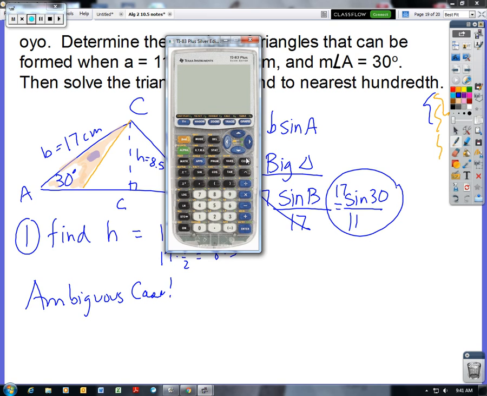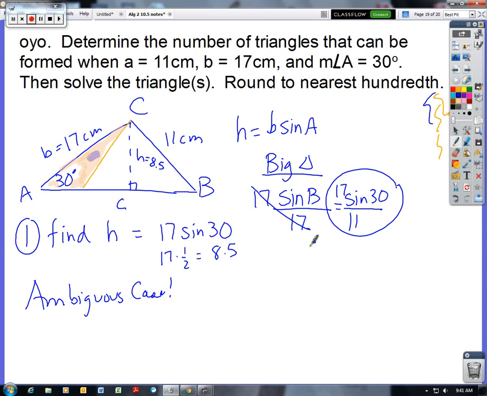Let's clear that off. So I'm going to do 17 sine of 30. I already know that's a half, but whatever. I'll just type it in. Divided by 11. Enter. Then I have to do second sine, second answer, to get the actual angle. So angle B is 50.6. We'll round to the nearest tenth degrees. That's on the big triangle.